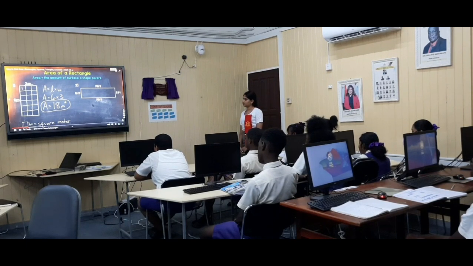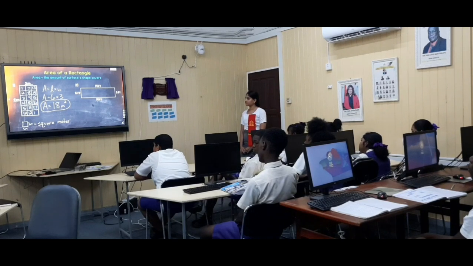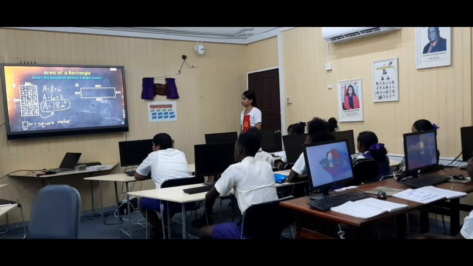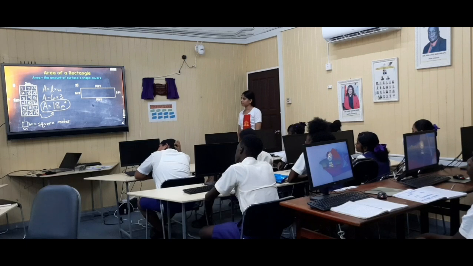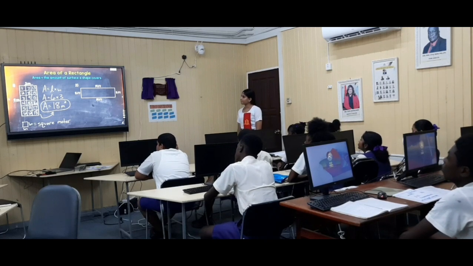Well, 1, 2, 3, 4, 5, 6, 7, 8, 9, 10, 11, 12, 13, 14, 15, 16, 17, 18, which is exactly the same thing we got by doing length times width. So by drawing all of that out, this helps us visualize area and square units, but it's much quicker just to do length times width.